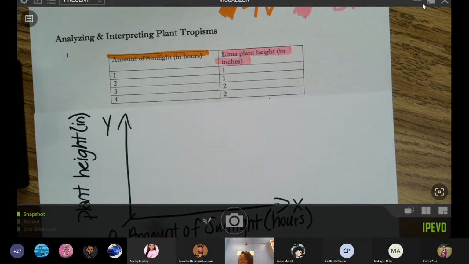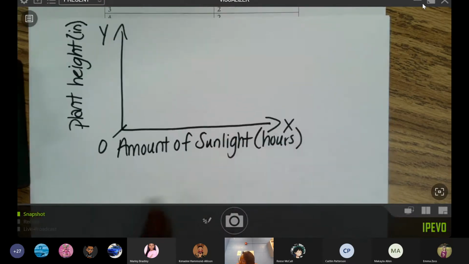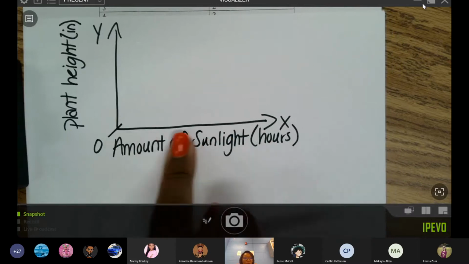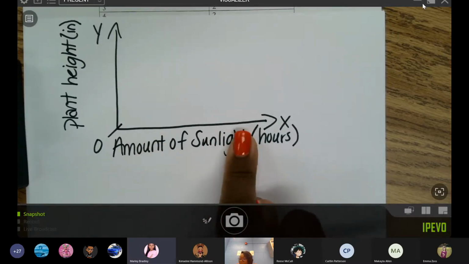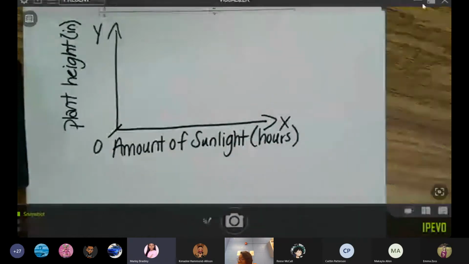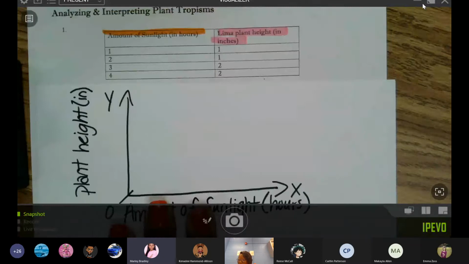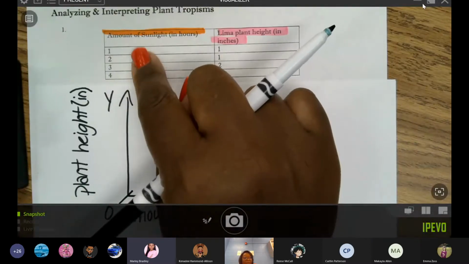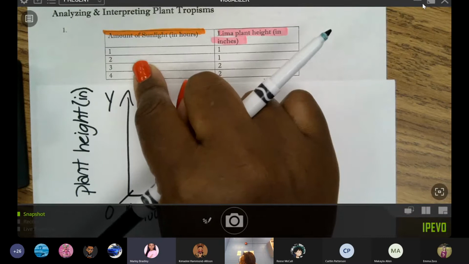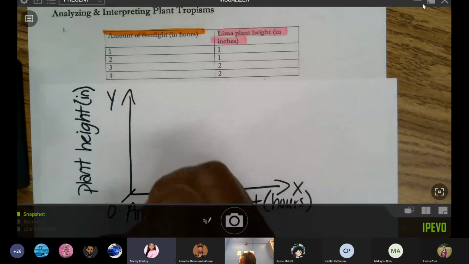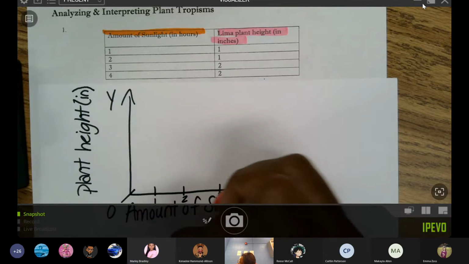So what numbers or intervals will go here? What numbers would I use? Someone turn on their mic and tell me what you think. 1, 2, 3, and 4. And did you get that from here? Yes, ma'am. So 1, 2, 3, 4.